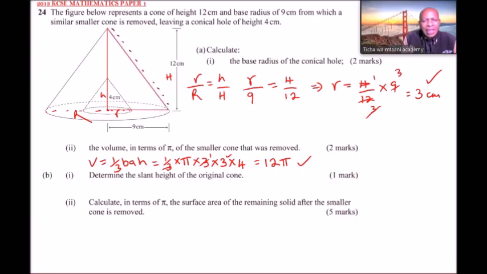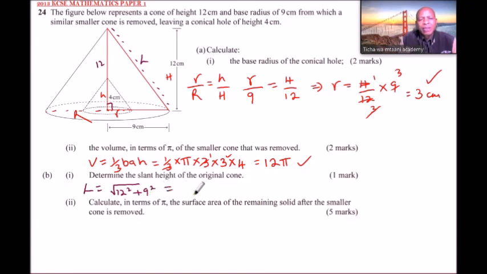So it is a right angle, it will form a right angle triangle. So this is our L here. This is a right angle, and this is 9, already given, and this is 12, the same height here. So you can use the Pythagoras theorem and say L is equal to the square root of 12 squared plus 9 squared.